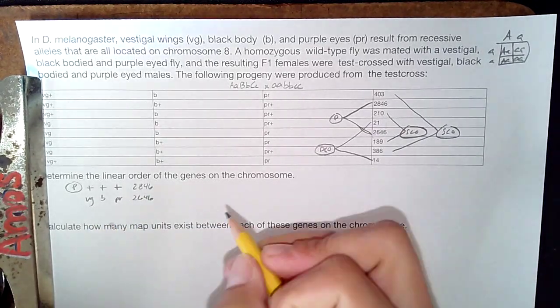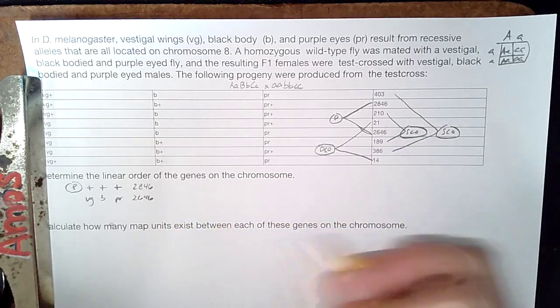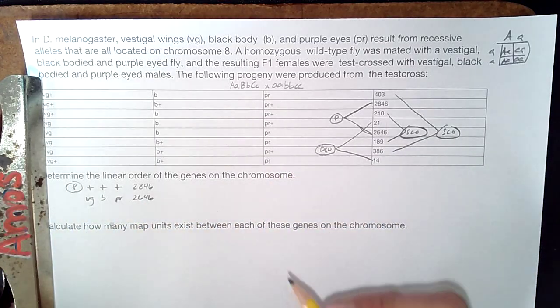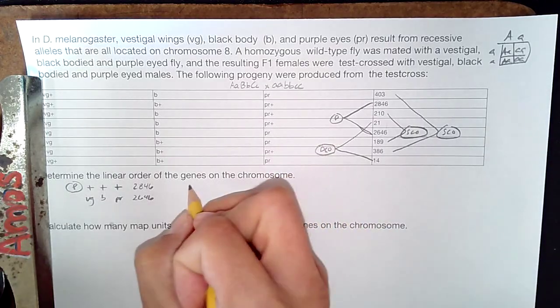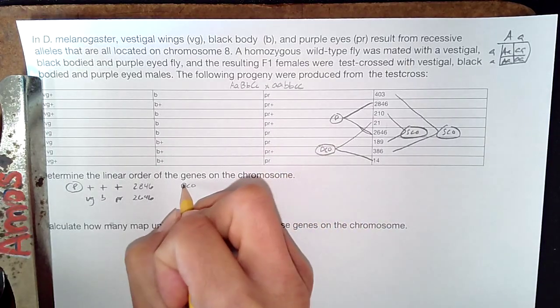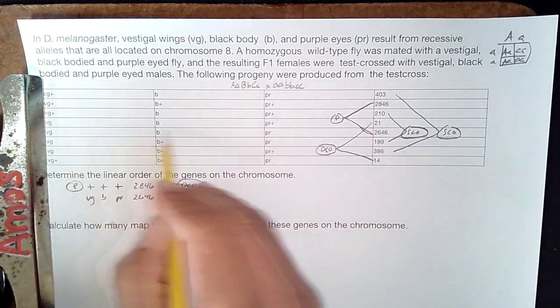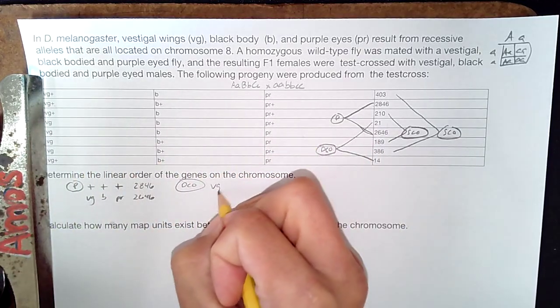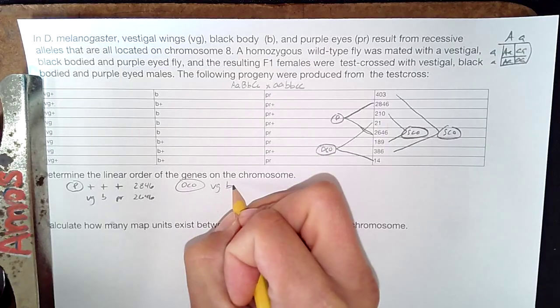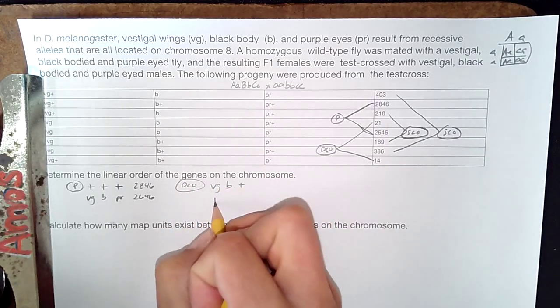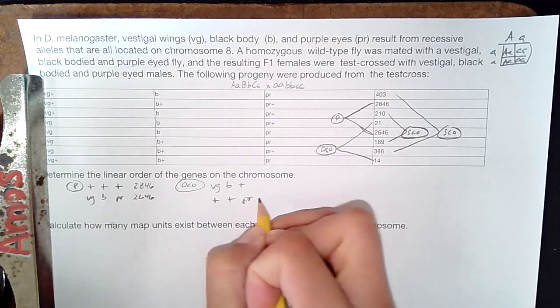Now we go to the next one, which is the double crossover. So a lot of people like to go parental, single, double, just in terms of, you know, put them in order. That's fine. You can do whatever. I'm going to do my double crossover next. So here's my double crossover. I'm going to look at my double crossovers. I'm going to go across right here. So I got VG, B, wild type. Now I come down to the bottom. I got wild type, PR.